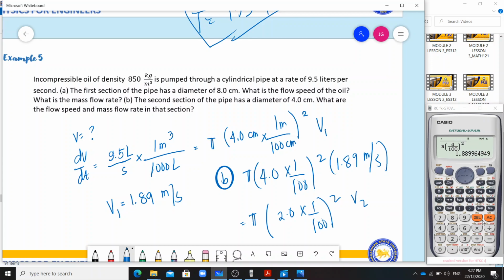So, ang V2 natin is equivalent sa pi 4 over 100 squared times 1.89 over pi 2 over 100 squared. So, ang V2 natin is 7.56 meter per second. Ito yung flow speed.